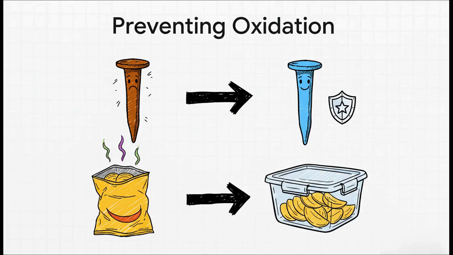But here's the good news. Once you understand the chemistry, you can actually fight back. To stop rust, you can paint or grease the metal, which creates a barrier to keep the oxygen out. And to keep your food from going rancid, you put it in an airtight container or stick it in the fridge to slow that reaction way down. See? It's all just practical chemistry.